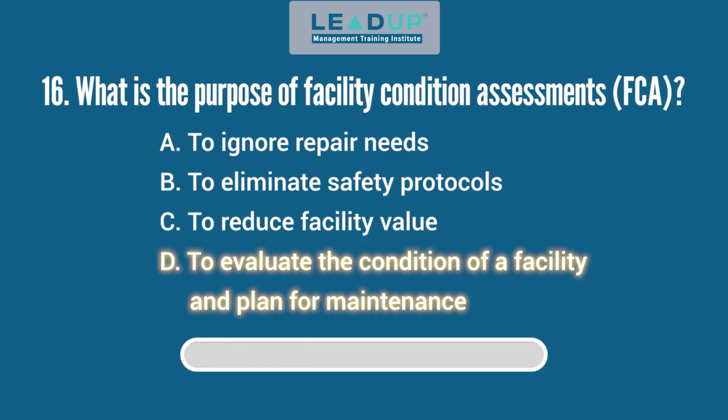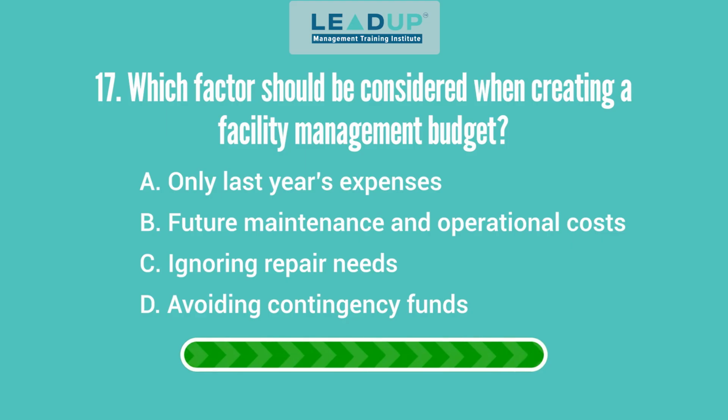Answer: to evaluate the condition of a facility and plan for maintenance. Question 17. Which factors should be considered when creating a facility management budget? A. Only last year's expenses. B. Future maintenance and operational costs. C. Ignoring repair needs. And D. Avoiding contingency funds.